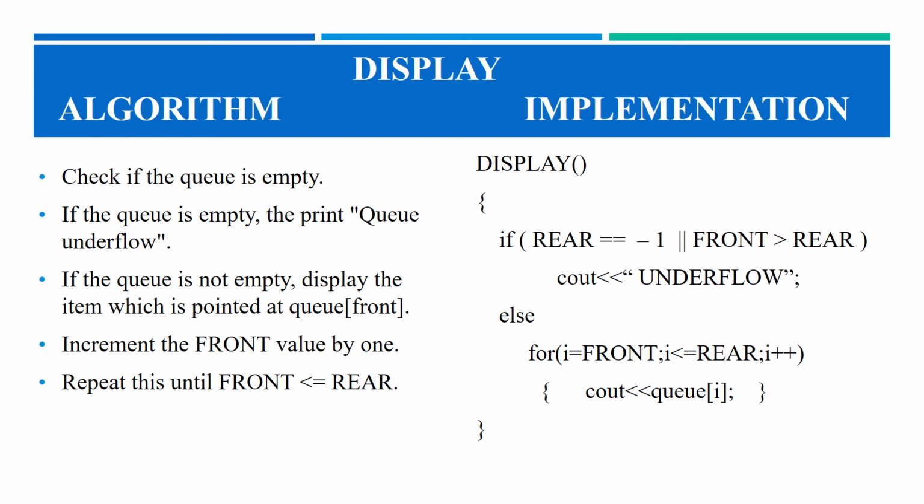In the display function, first we are checking whether the queue is underflow or not by giving the condition if rear is equal to -1 or front greater than rear. After checking the condition, if the queue is not empty, we have to display the items from the front position to rear by using the for loop.